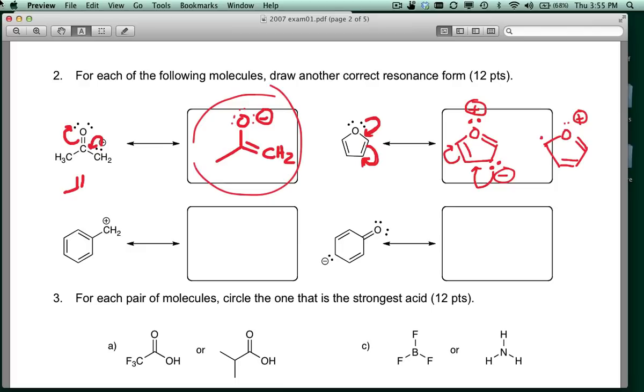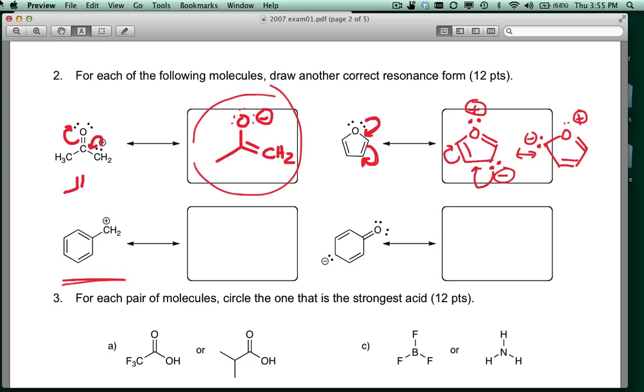And now that lone pair is here. Okay? So you actually have a lone pair from the oxygen in furan delocalized or spread out around the ring. In this case here, we have a plus charge. That's an empty p orbital. A plus charge on a carbon.